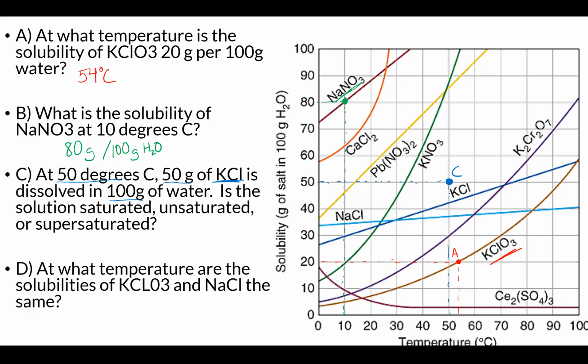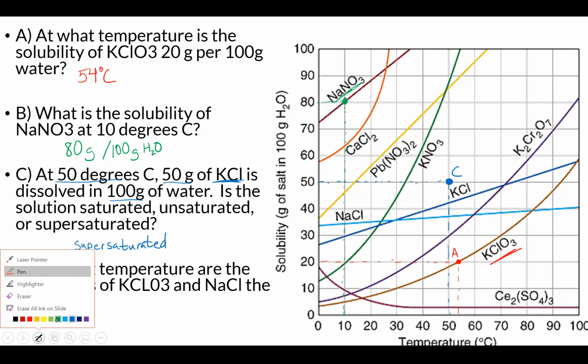And we want to know if it's saturated, supersaturated, or unsaturated. So saturated means it's going to be on the curve, on the solubility line. Unsaturated means it's going to be under the line, so somewhere down here underneath our KCl line. Supersaturated means over that blue line. And since it's over that blue line, it is supersaturated, which means there's more dissolved solute than can normally occur.